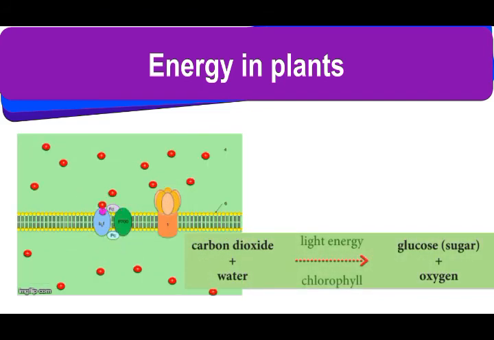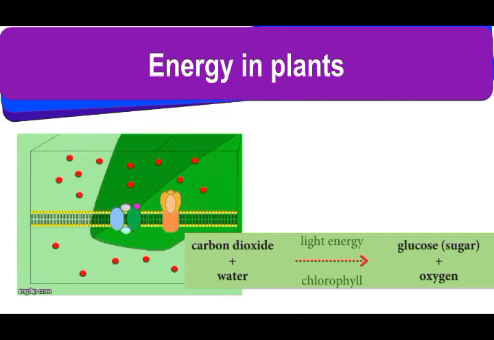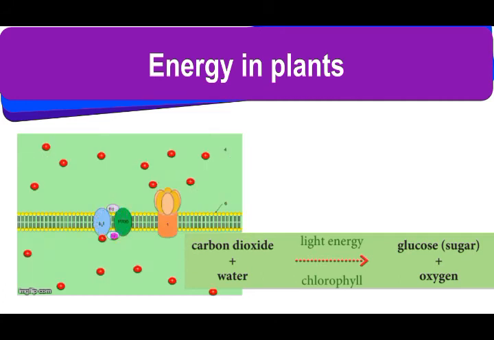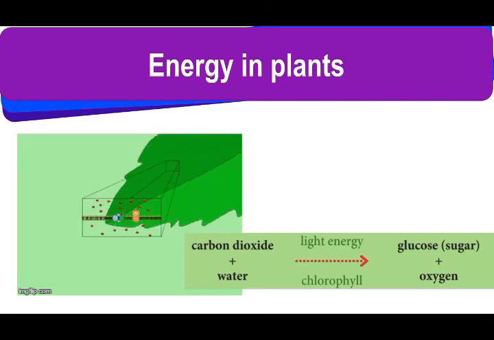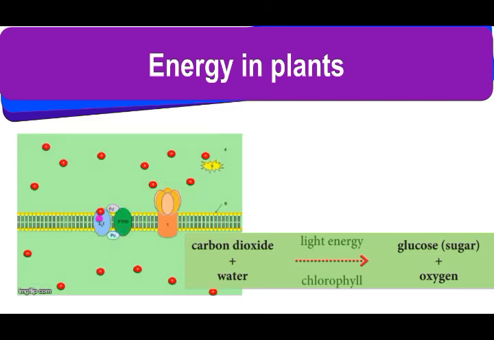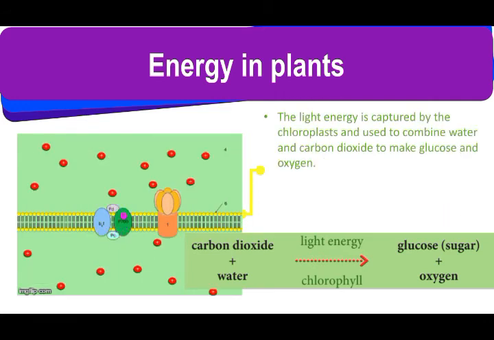Now, this is the movement, and what's that? It's the movement of the gases in the plants during photosynthesis. So, this is how the light energy is captured in the leaf. The light energy is captured by the chloroplast and used to combine water and carbon dioxide to make glucose. So this is how energy is used in photosynthesis.